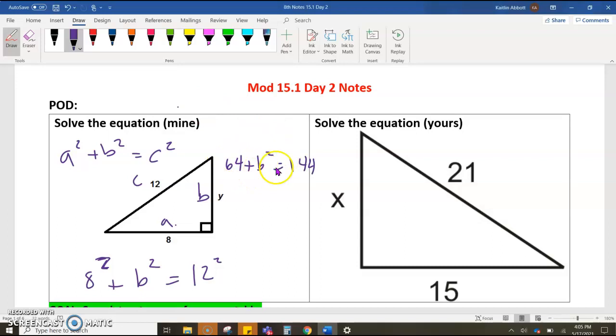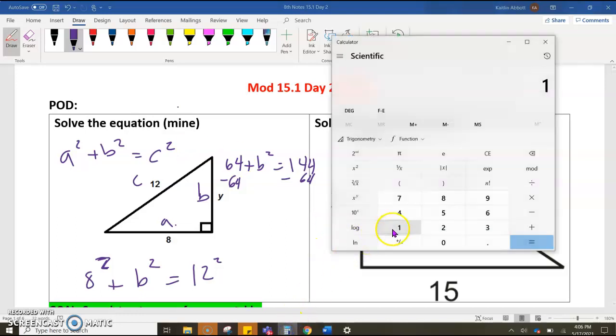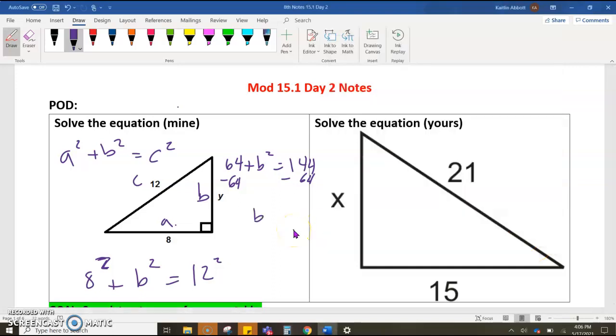Now let's get 64 away from b, so I'm going to subtract 64 from both sides. So now I have 144 minus 64. Gets us 80. So we have b squared equals 80. To get rid of that squared, we have to square root both sides. Those go away. That's what b equals square root of 80.